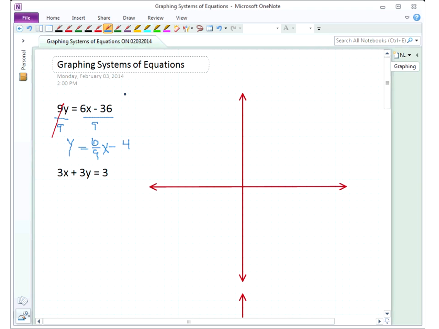The 6/9 I can reduce. I don't really want to be counting out a slope and rising 6 and running 9. We'd certainly run out of room in a hurry if we did that. So the 6/9 actually reduces. They're both divisible by 3. That'll reduce to 2/3. So the equation I'm actually graphing is y equals 2/3 x minus 4.